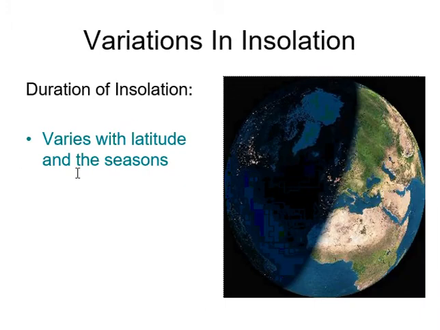The duration of insolation also varies with latitude, as we saw. The North Pole during our summer has 24 hours of daylight. The South Pole has 24 hours of darkness. We can tell that this image of the Earth, a satellite image, represents the winter solstice. We can see 24 hours of darkness going on at the North Pole, while the South Pole would have 24 hours of daylight.